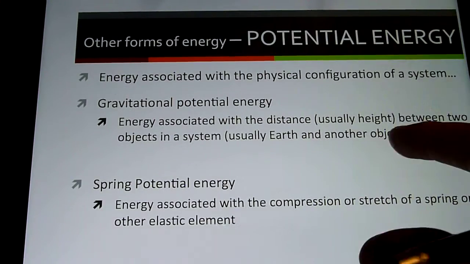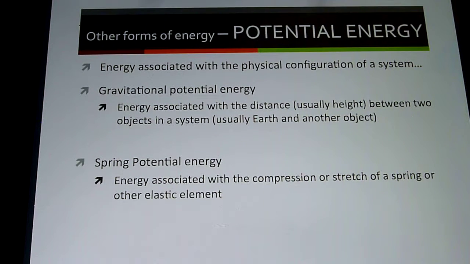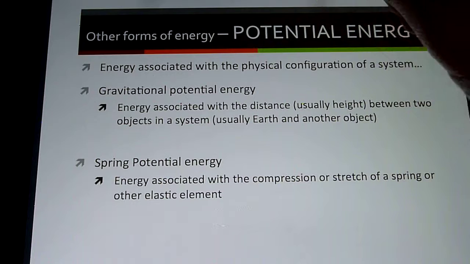Let's start by defining potential energy first. Potential energy is an energy associated with a configuration of a system. If I look at a system and notice that it is spatially different, I've got energy associated with it.